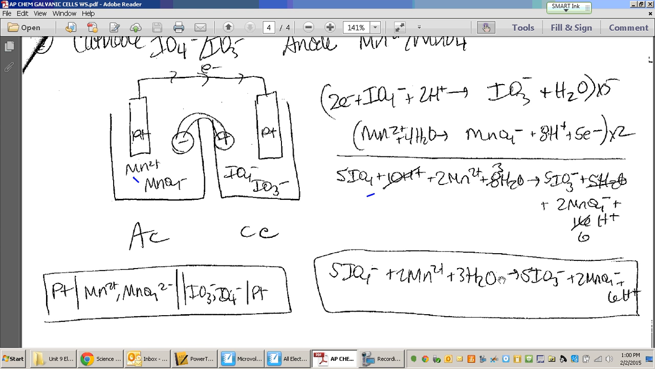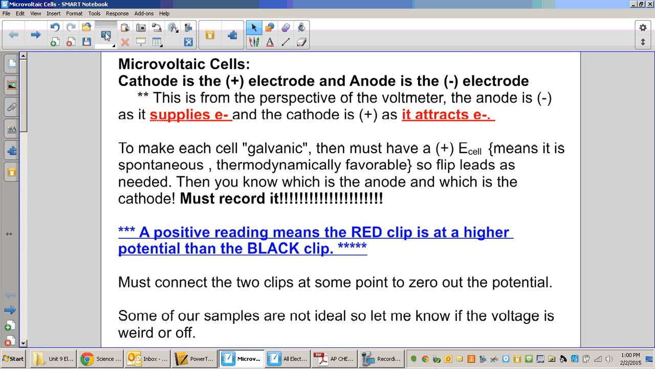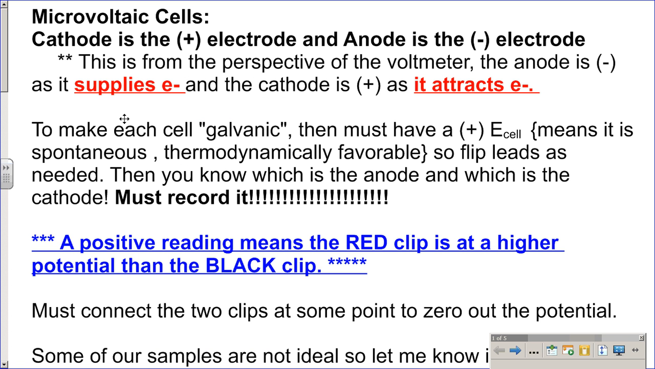Alright, do I need to cover anything else here? Okay, so we'll do the lab, pull out your lab stuff. I just want to give you 2 tips because you're going to have to get the voltages to make a galvanic cell. What sign would you want associated with your voltage? Positive.